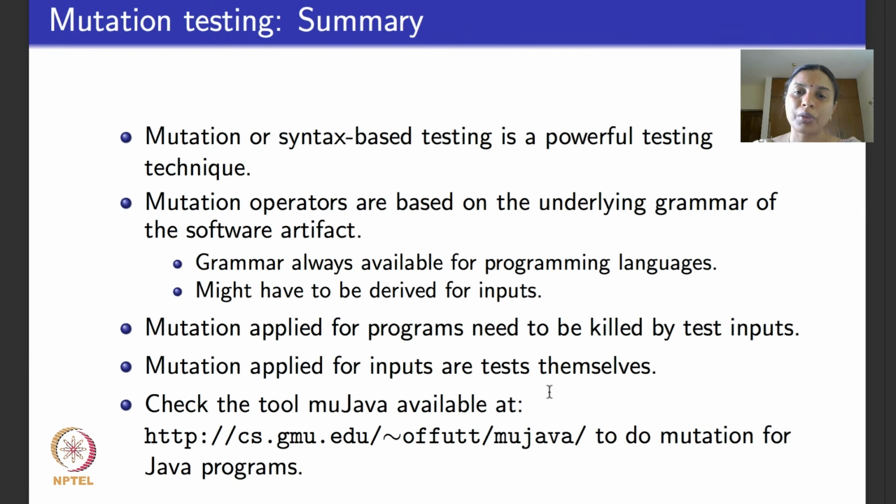Mutation, when applied to programs, results in mutated programs. They have to be killed by designing test cases. We saw two notions of killing, strong and weak killing. Whereas mutation, when applied to inputs, directly results in test cases. So there is no notion of ground strings or killing mutated programs. And specifically, if you're interested in doing mutation for Java, I recommend that you check out this tool that is available as a part of a project from George Mason and a university in China. It's a pretty good tool to do mutation for Java programs.